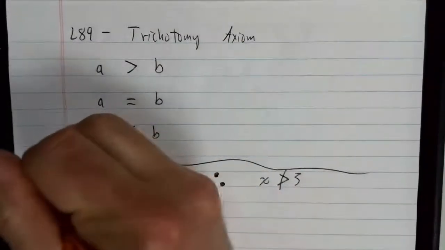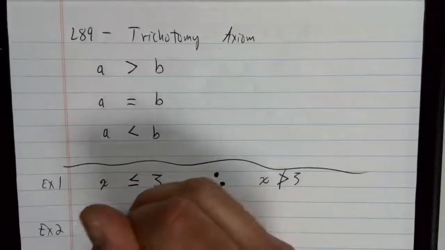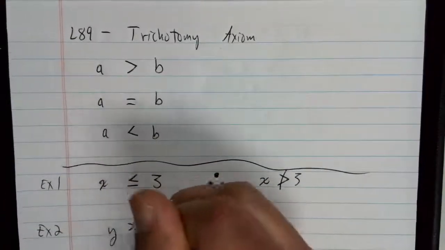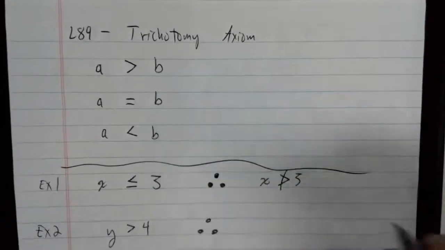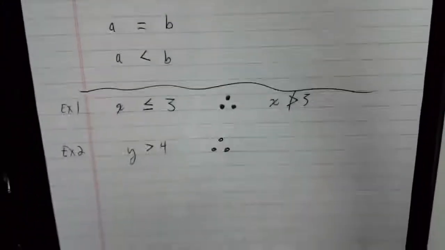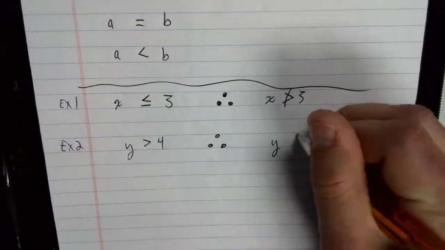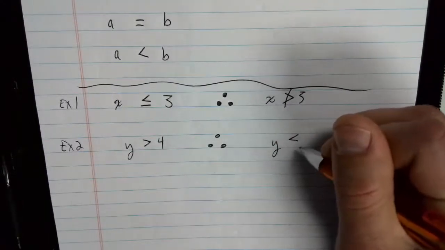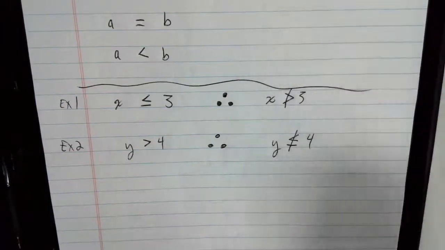Okay, so let me make another one. Let's say we say that y is greater than 4. Therefore, what can I say must not be true? Y is not less than 4. It's not less than 4, and it's not equal to 4.